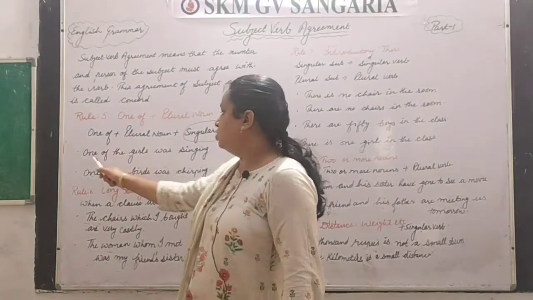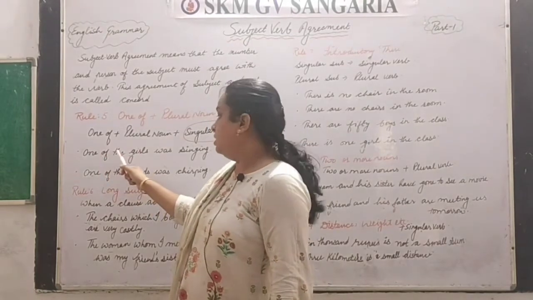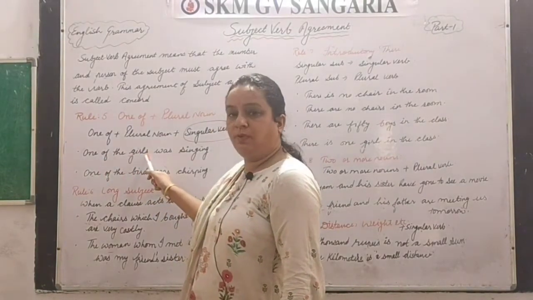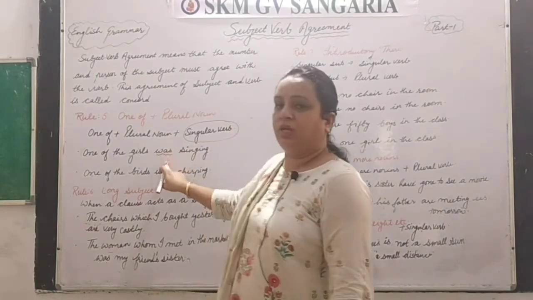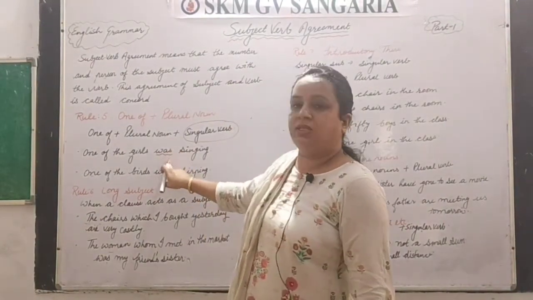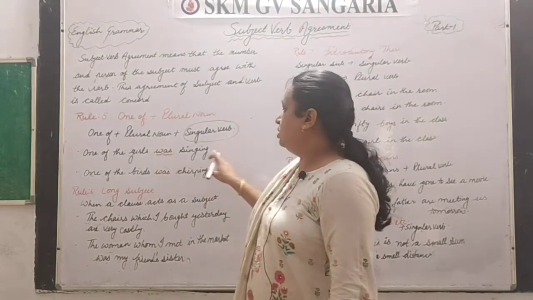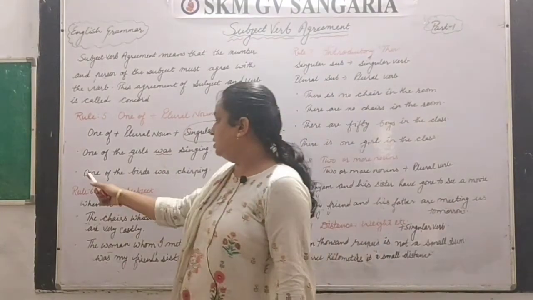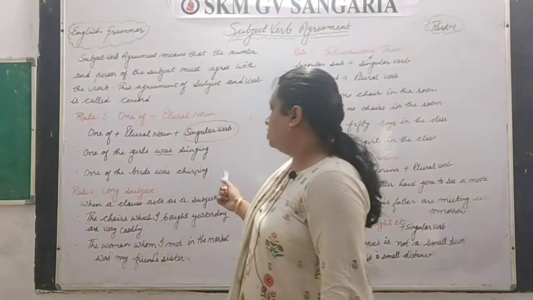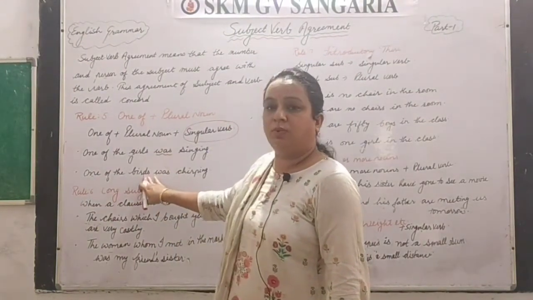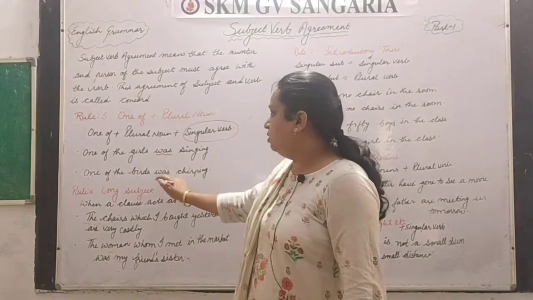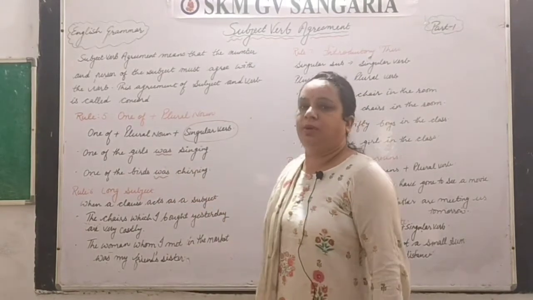Let's see the examples. One of the girls, so one of, right? Then the girls, that's a plural noun. Then we have to use which verb here? Singular verb, that is was. In present it would be is. One of the girls was singing. Second sentence, one of the birds was chirping. So same here, one of, then the birds is a plural noun, with that singular verb was and then chirping.